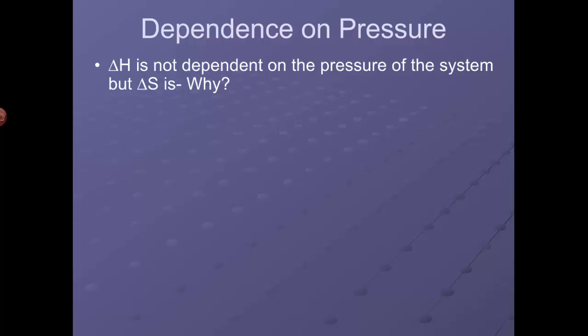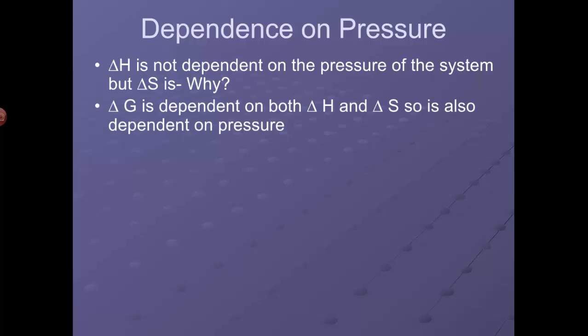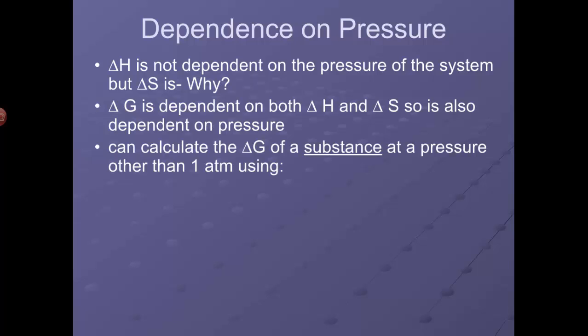Well, remember about positional entropy, that the more positions particles can occupy, the higher the entropy is. And so if you increase or decrease the pressure, you're giving those particles more places to be. Since delta G is dependent on both delta H and delta S, it's also going to be dependent on pressure because delta S is dependent on pressure.